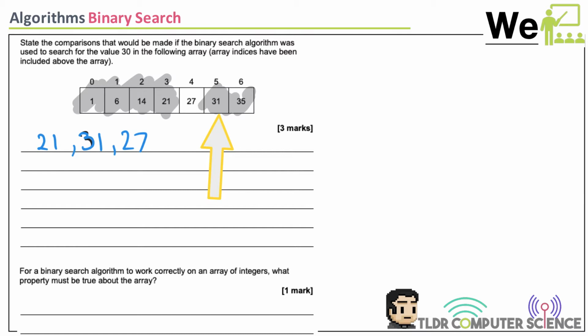See these 3 marks. It might be worth your while to actually describe it though, to say find the middle item, do the comparison. I haven't in this case, and the marks would be for 21, 31, and 27. So last question's here.